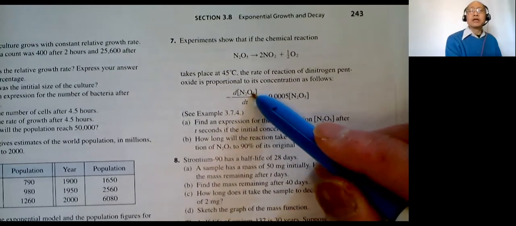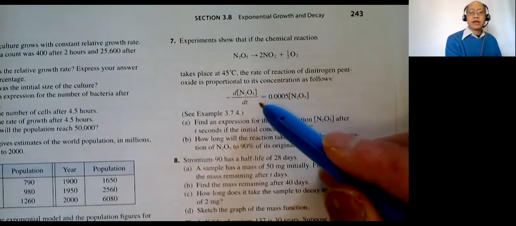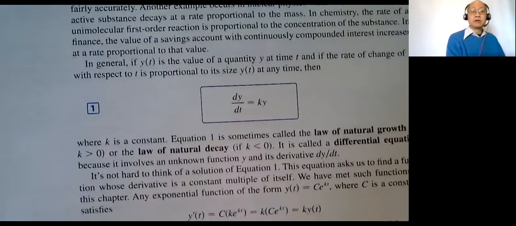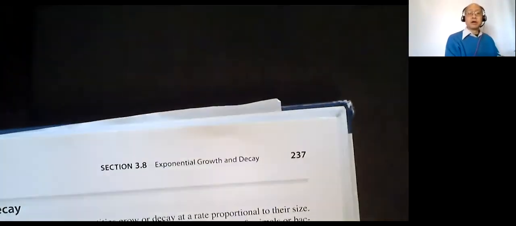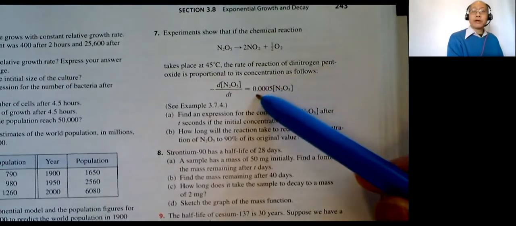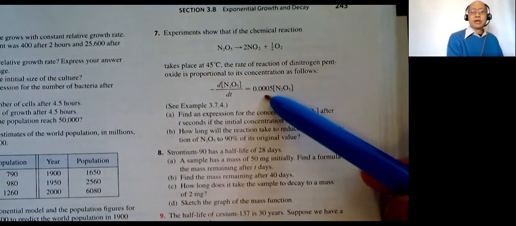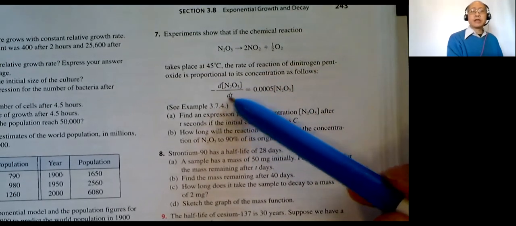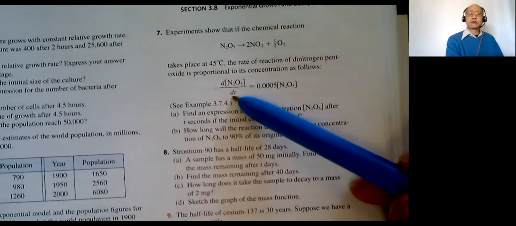So the rate of change of the concentration of N2O5 is -0.0005 times the concentration of N2O5. What they're really giving you is this differential equation, number 1 on page 237. So the constant k is -0.0005. So as time goes by, the concentration of dinitrogen pentoxide decreases as this chemical reaction goes through.